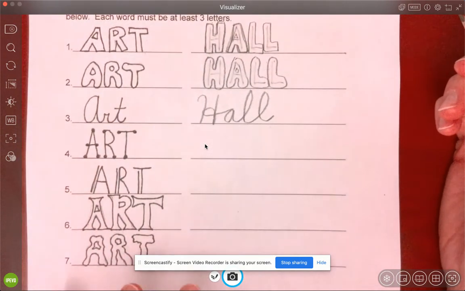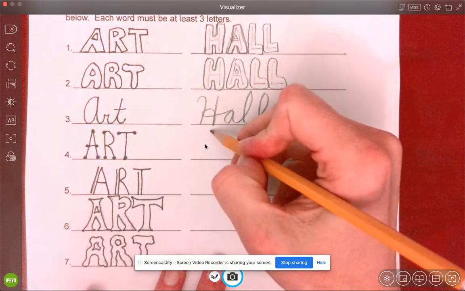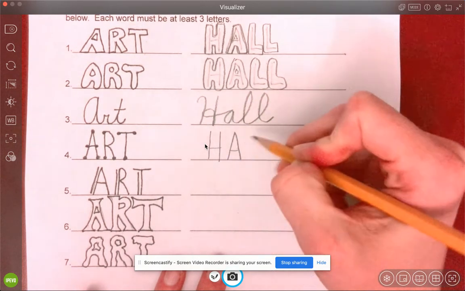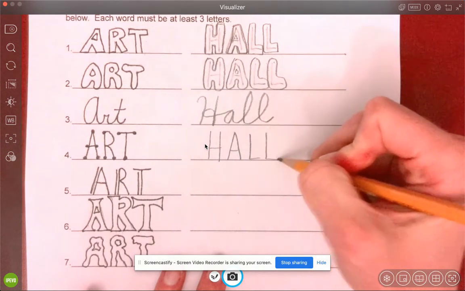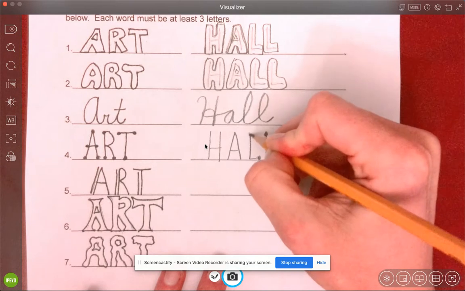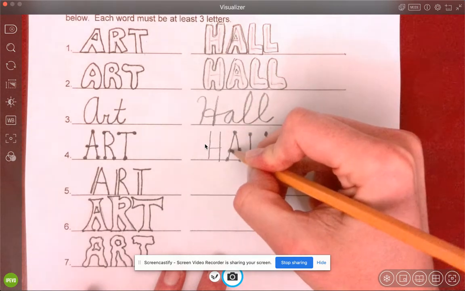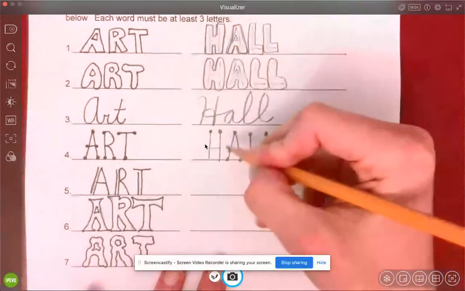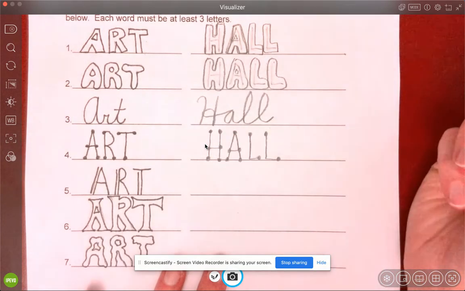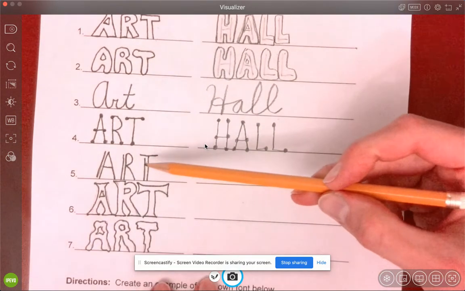Okay, the next one is the dots on the end. So literally, I just made these up. So I would write hall, put a dot, and I could put one here. I don't have to, but again, I made this up, so there's really no hard, fast rule. Okay, so there's hall.